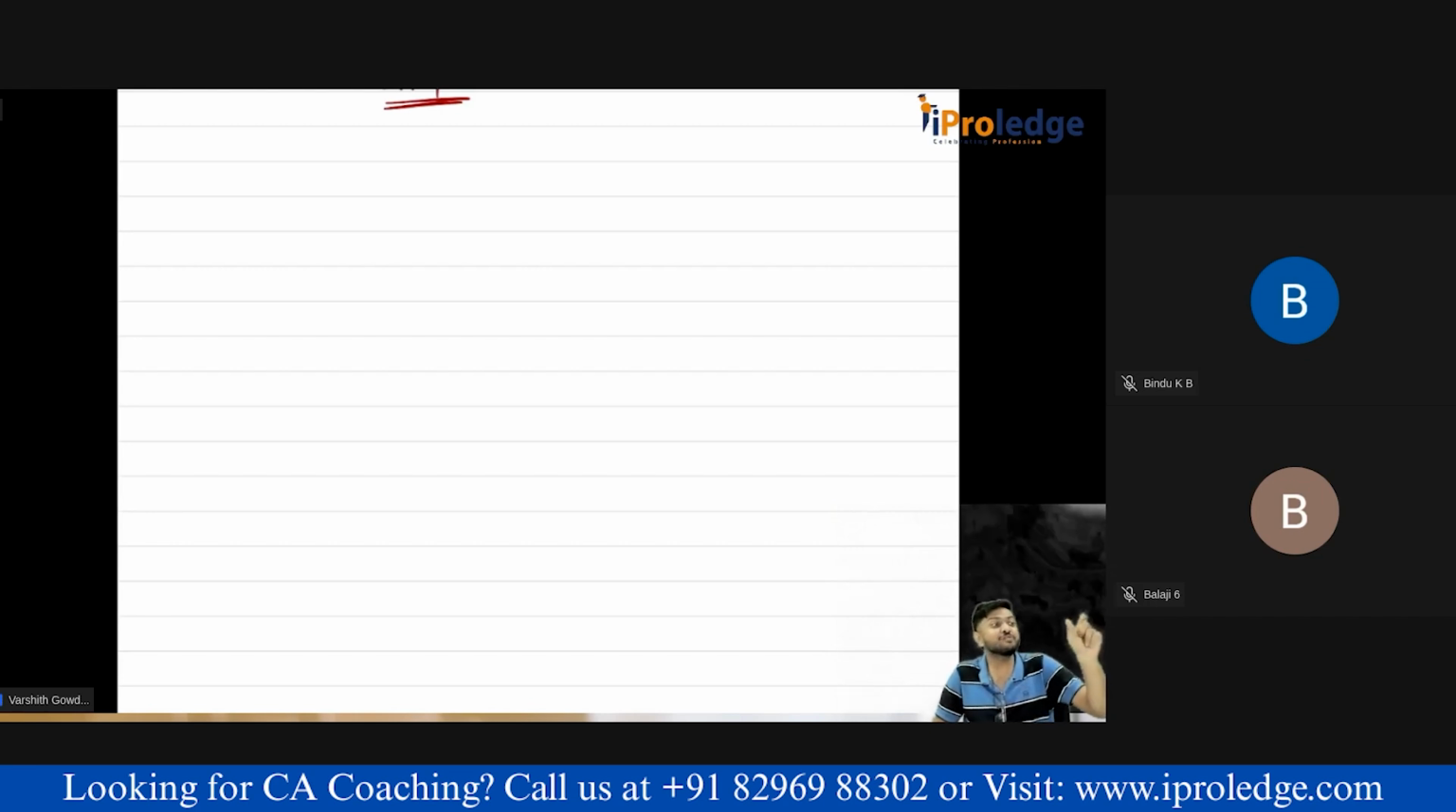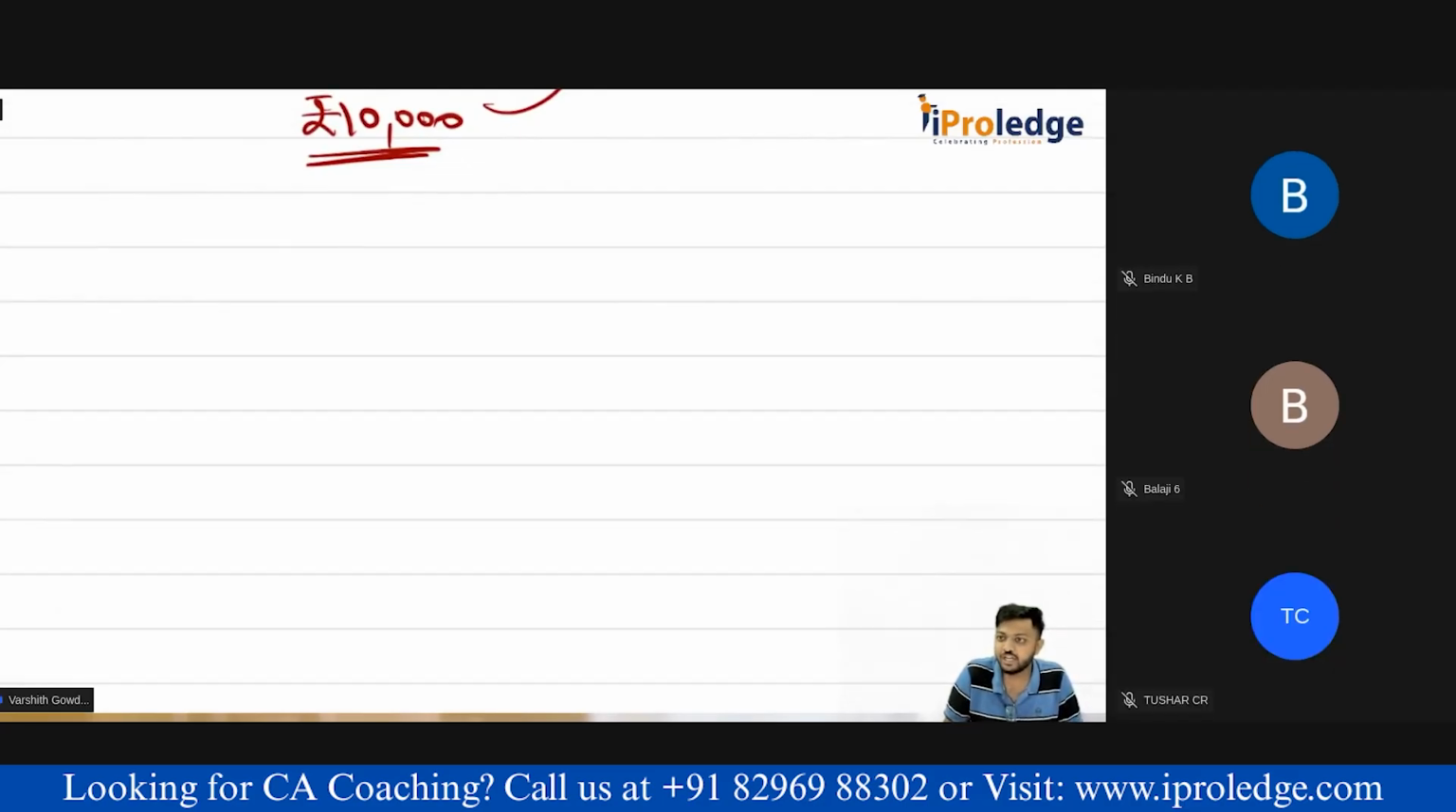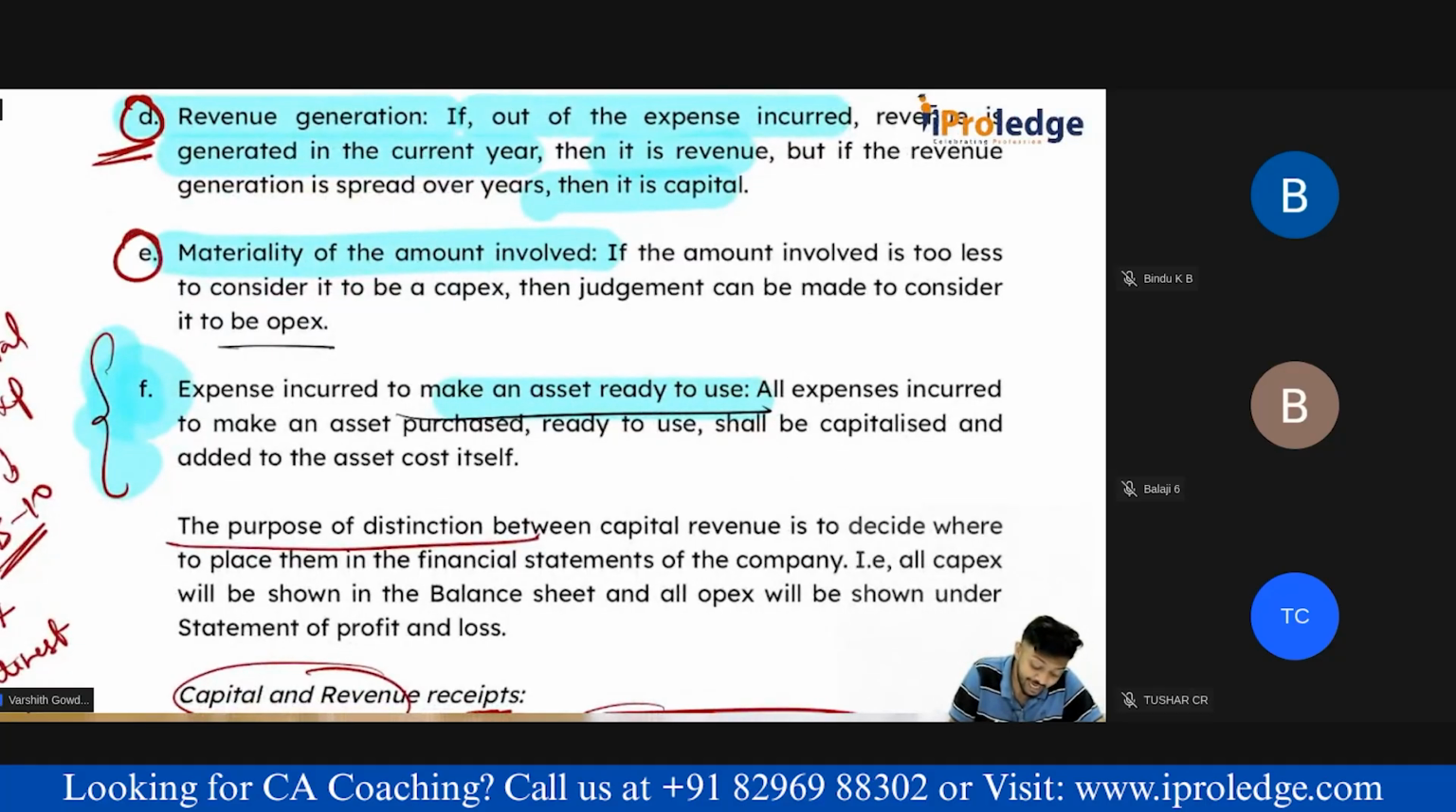That's why they've used the word future in that definition. Future economic benefits. That means you're getting economic benefits not only for present period, but also for future period. Understanding what is the one thing that made asset and expense two different things? It was that period. Less than 12 months, it is expense. More than 12 months, it became asset. Now, same thing here also. If you have done some expenditure and you are getting benefits for less than 12 months from that expenditure, it is revenue expenditure. If more than 12 months, it is capital expenditure. That's all. Materiality of the amount involved.